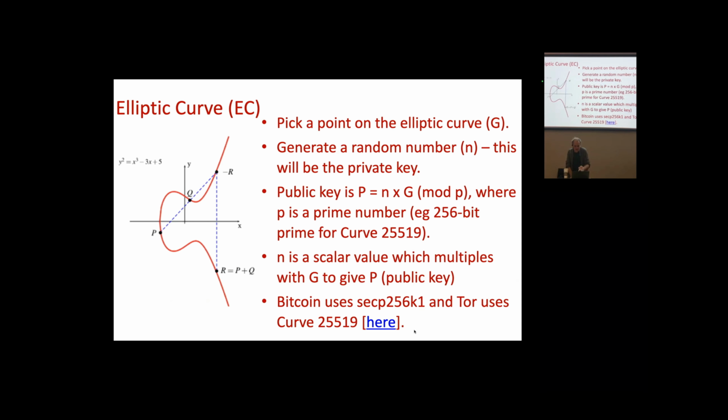Okay, so we have a point, which is G, which is our generator point. We then pick a random number, which is our private key, and then our public key becomes N times G, or the point G added n times. Curve 25519 is another curve that we use, which is quite common if you don't trust the Bitcoin curve, or if you don't trust NIST, then you can use this curve here.